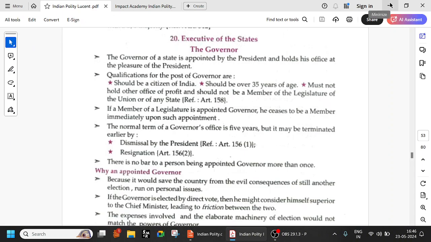So today let us continue with Indian Polity. Today let us look at the governor, chief minister, etc. So we are talking about the executive of the states. The governor of a state is appointed by the president and holds his office at the pleasure of the president.